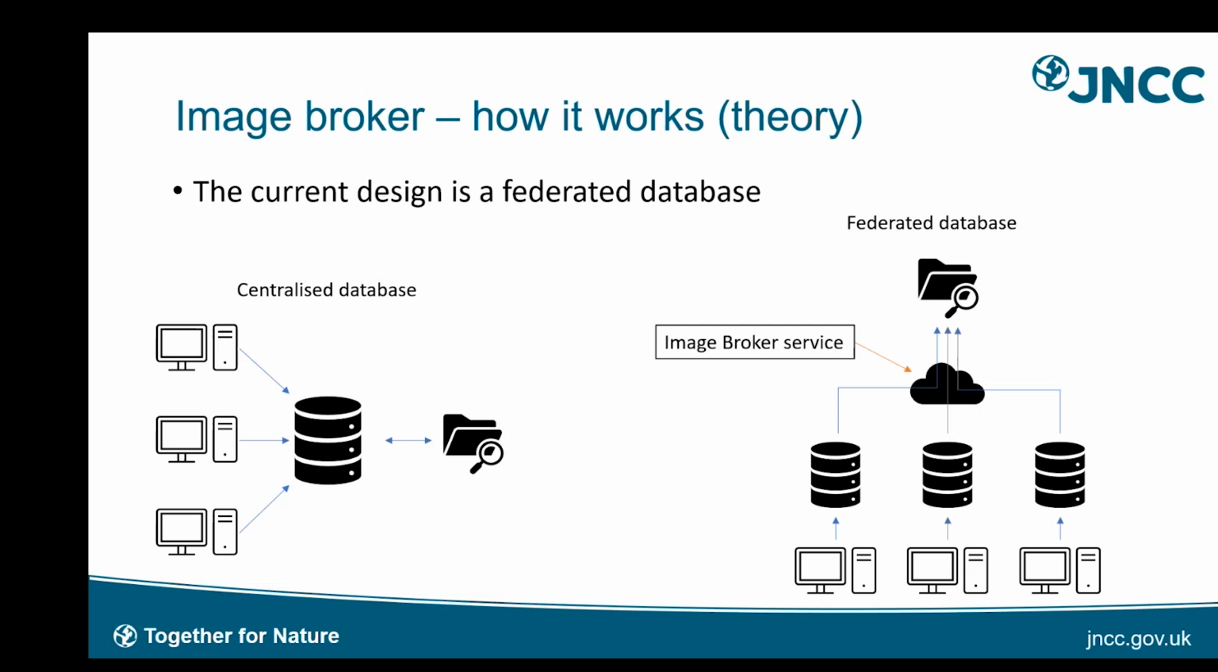So the model on the left there is the more traditional centralized database. So in that scenario, all the organizations who collect data would all submit it to a central facility, and all the data would be stored physically together in a single place, which a user could then query and extract data from. The model on the right is a federated design, which is what we've based our current system on. And in this scenario, every data collector has their own separate database, which they would own and maintain. And then the image broker service is then able to kind of look into each of these databases, query the data within, and then deliver the results in a standardized way to the end user.